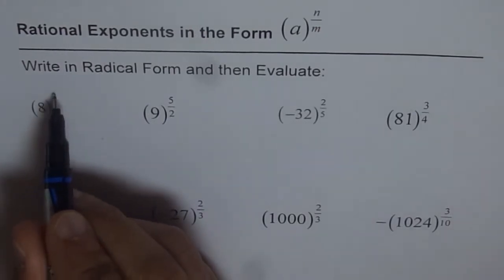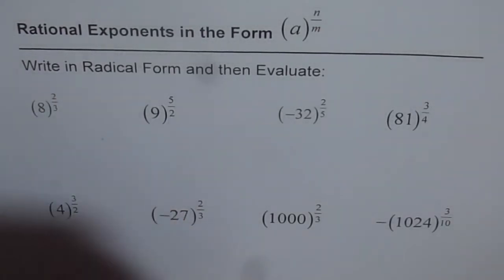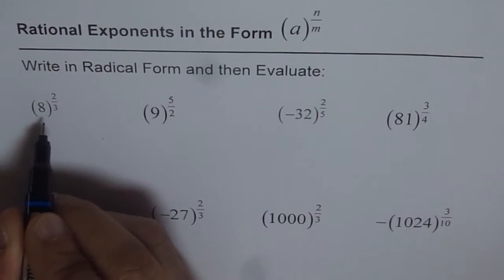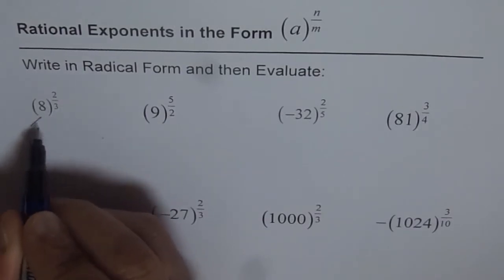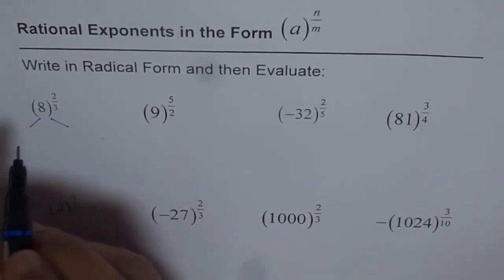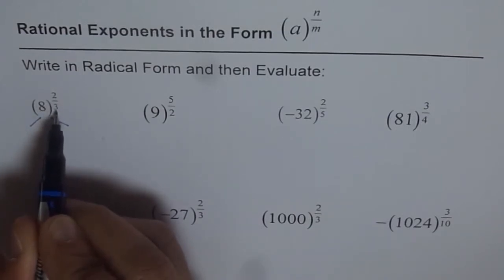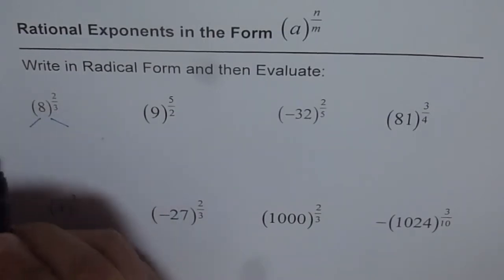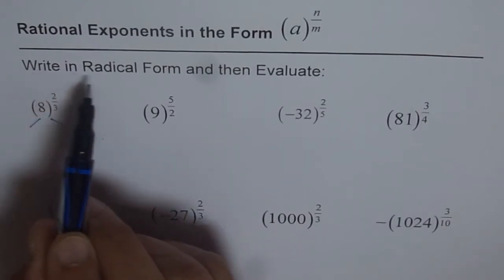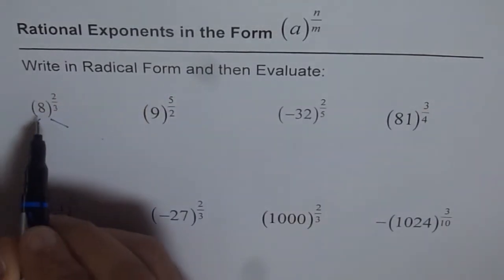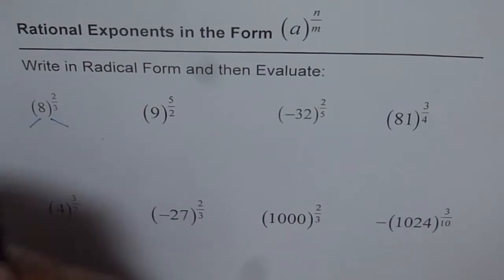So a to the power of 2 over 3. In this case, I can show you 2 different methods of doing the same thing. First and second, let me show you both. First we could square and then do the cube root, right? So what we will do first is write in radical form and then evaluate. So let me write them in radical form and then evaluate.